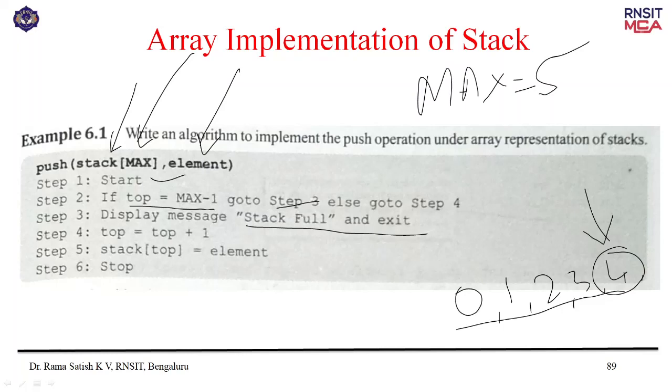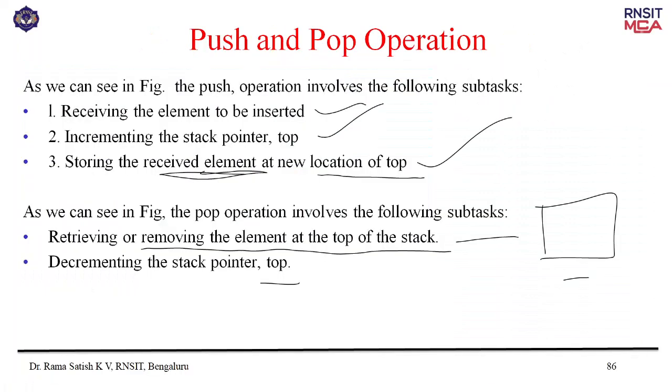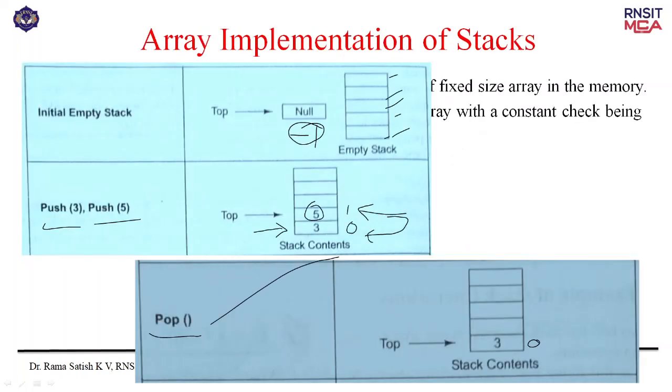So if not, what do you do? Go to step 4. What you are doing in step 4, you are incrementing the top by 1, then you are placing the element into the top, and this will be done. This is what you call pushing of an element, and finally you stop. That's the same thing we have discussed here. Receive an element, increment the stack pointer, that is top, and the received element you put into that particular location. So that you have to do.